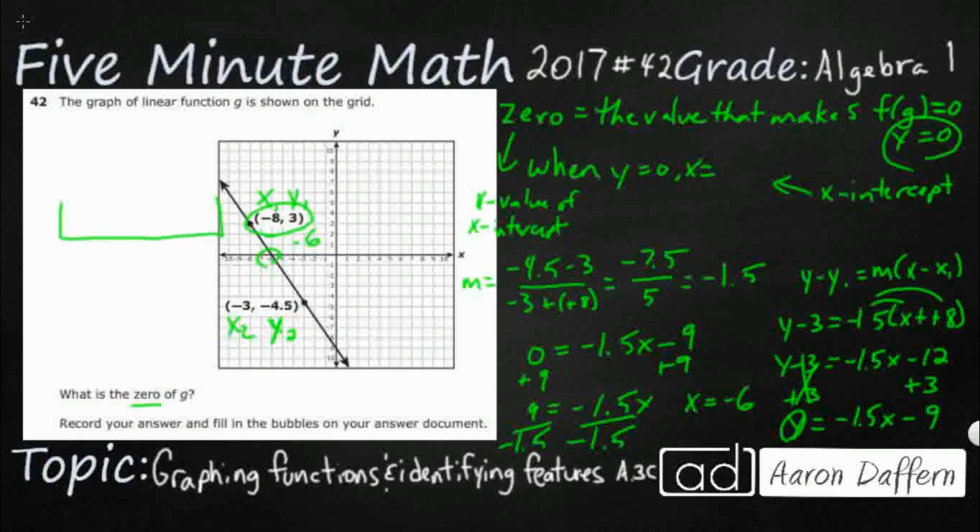So all we've got to do is bubble it in here. We could put a 6 right there, and remember you've got your positive negative over here. Make sure you bubble in that negative. Bubble in your 6 down here, and that's your answer.